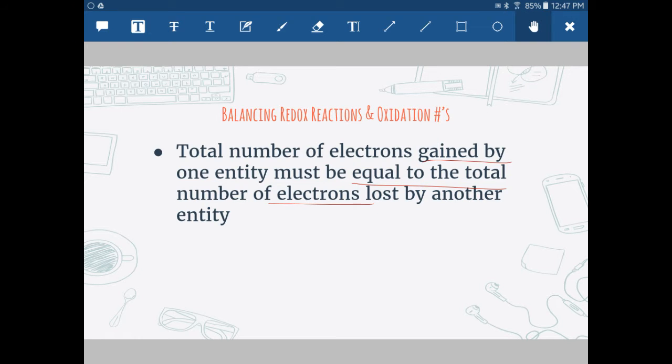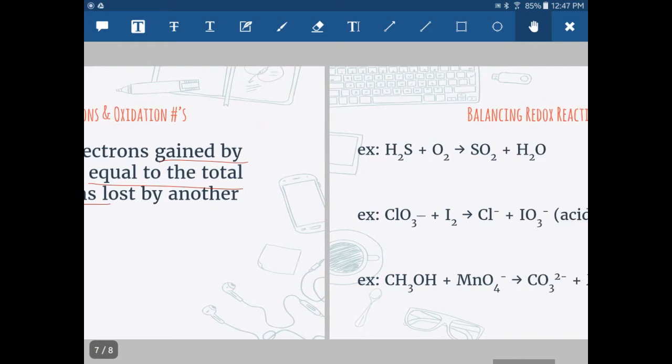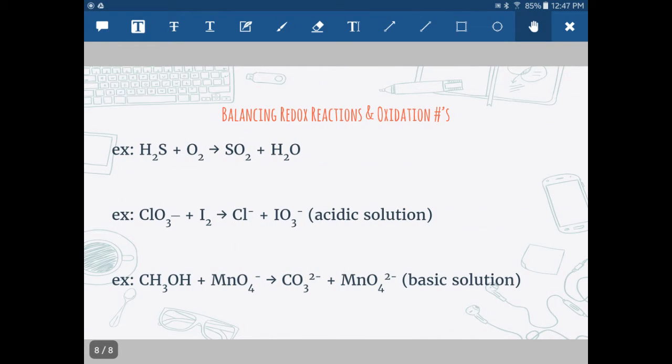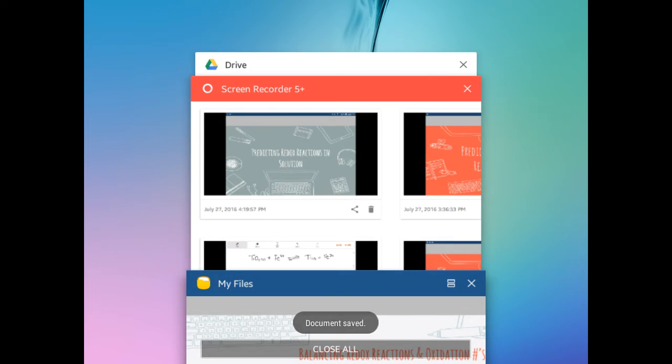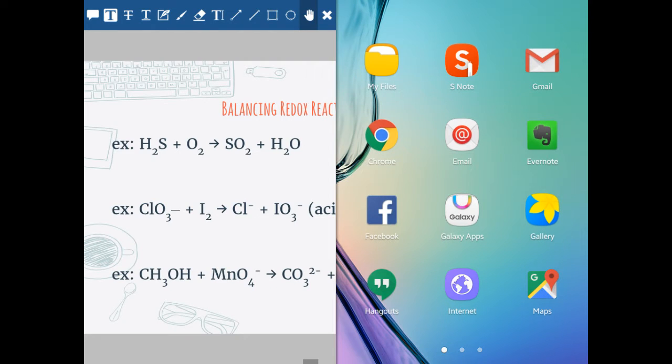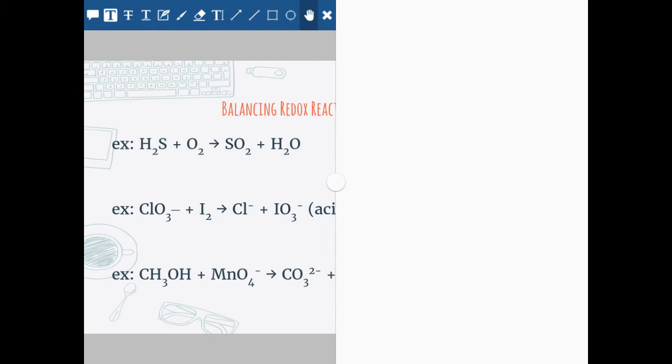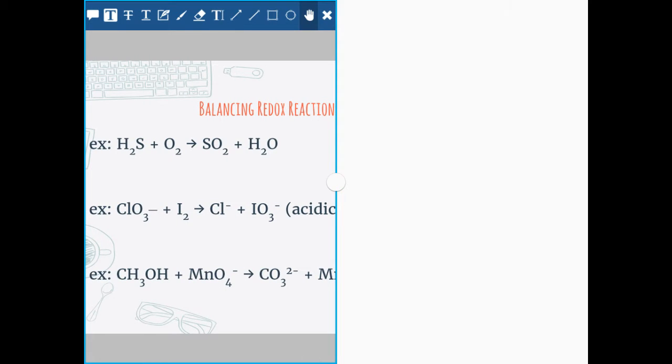So if we take a look at an example, I'm going to explain how you solve this, and I might pull up a separate page here to show you the work as I go through these examples, because I might need a little bit of space here. But you'll start to get an understanding of how important this electron transfer is. Always, always, always, we need to have the same number of electrons transferred from one entity to another. So if I open up another page here, we'll take a look at the first example.